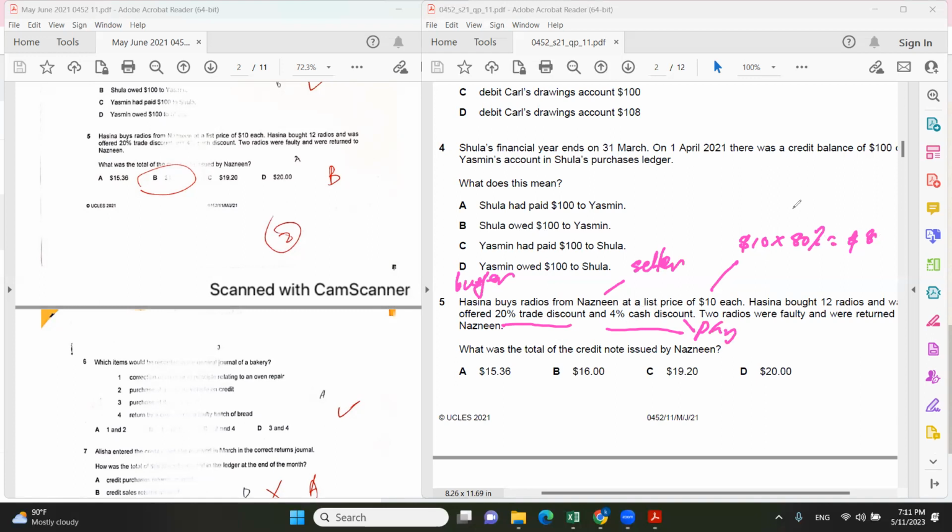Now this is the amount to record in the purchases or the sales. 2 radios were returned to Nazini. What was the total of the credit notes issued by Nazini? So this is the actual net selling price. So we take 8 times 2. 8 times 2 is 16. Okay, the answer should be 16 only. The cash discount is not relevant because they are not talking about the payment. They are talking about the goods return. A credit note is about the goods return.